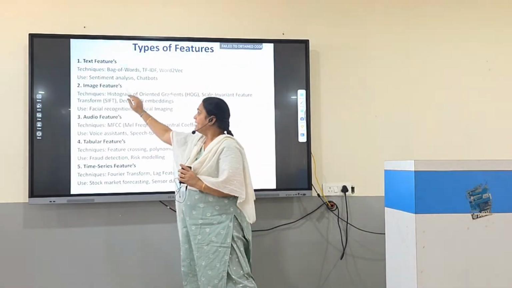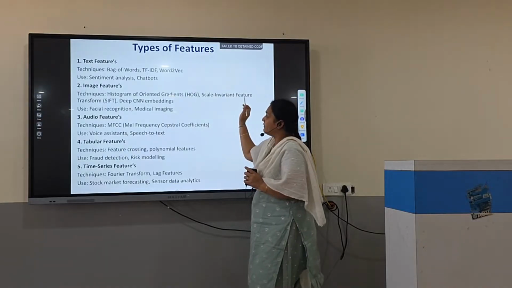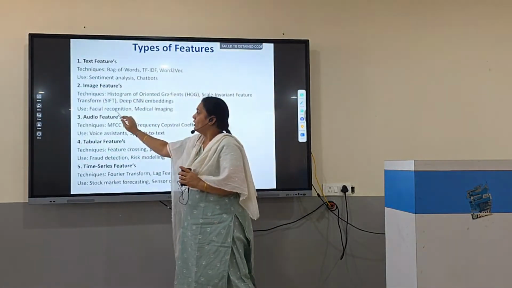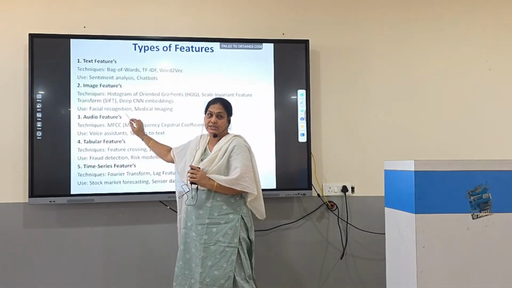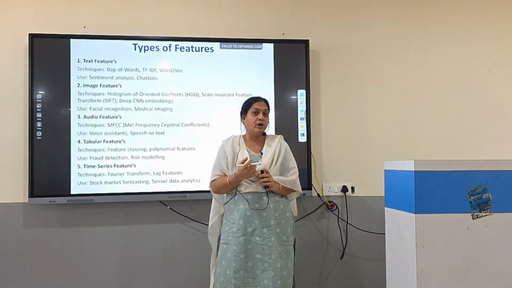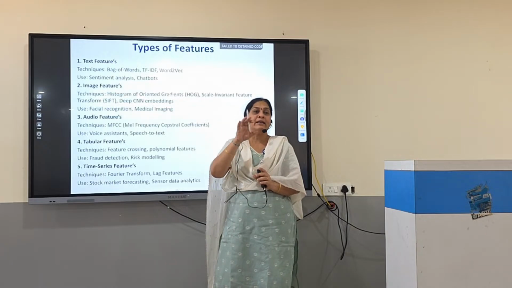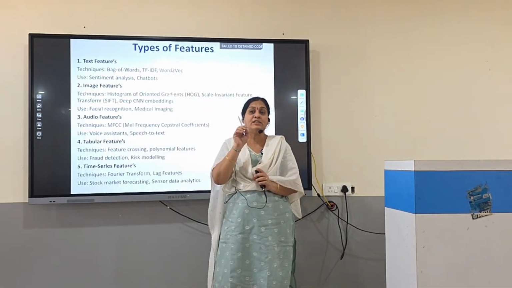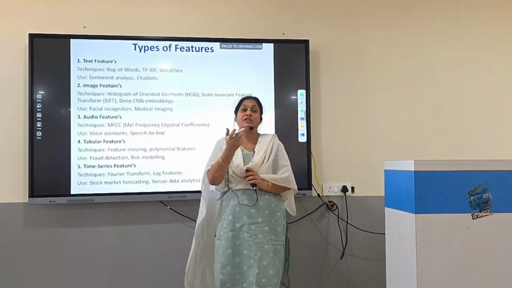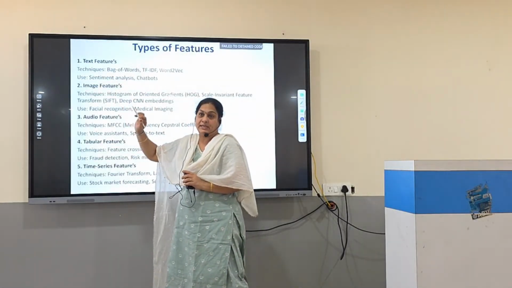For image, you may have histogram of oriented gradients, scale invariant features. All these are used for facial recognition applications. You know what facial recognition is, right? Your mobile is able to identify your face, right? How is it able to identify? Because it is learning your face. What are the features in your face? There are different techniques which are used to identify the facial features. So these are all your image related features, image data.